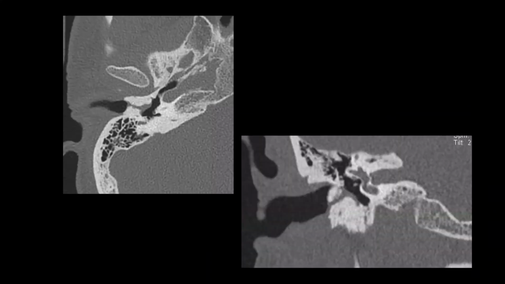And this is just another case, axial and coronal CT images of the right temporal bone. You can see that characteristic sessile bony protuberance along that bony external auditory canal. And in this one, you can see that there's associated trapped soft tissue that's occluding that EAC lumen.